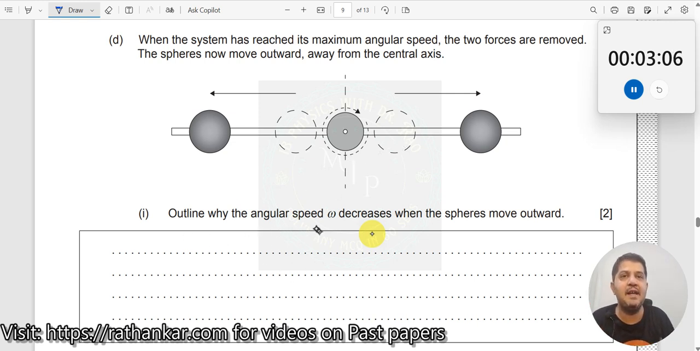Outline why the angular speed omega decreases when the spheres move outwards. When the spheres are moving outwards, why should the angular speed decrease?